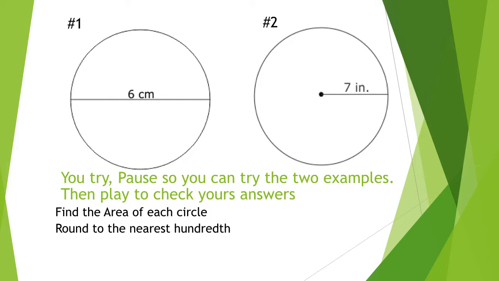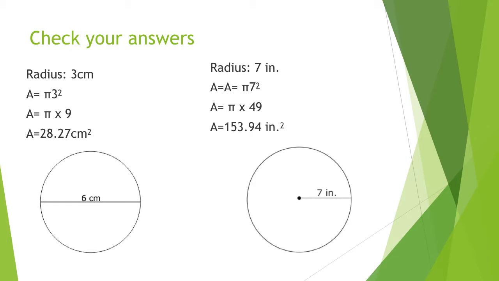Here are two to try on your own. Pause so you can try the two examples and play to check your answers. You're finding the area of each circle, round to the nearest hundredth. Answer to number 1 is 28.27 centimeters squared. The answer to number 2 is 153.94 inches squared.